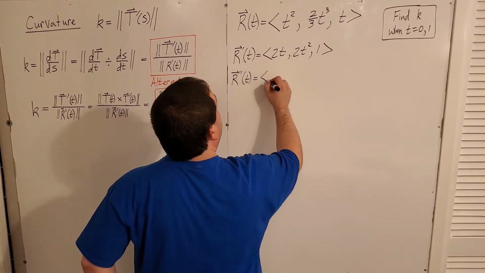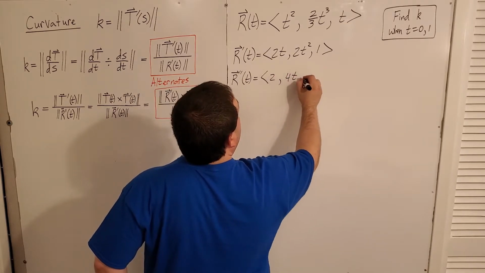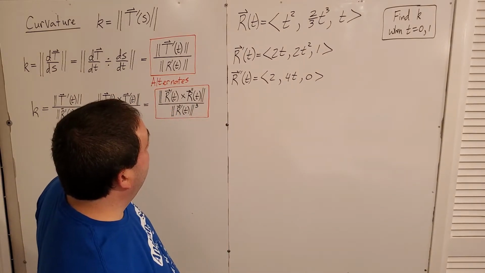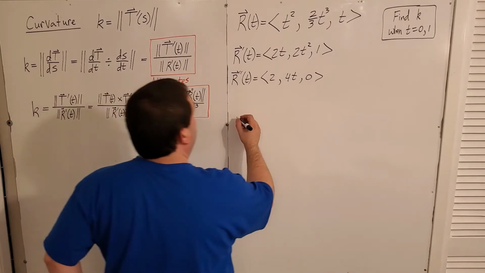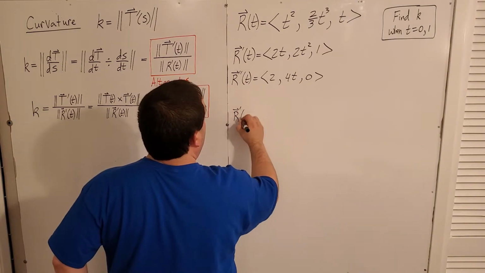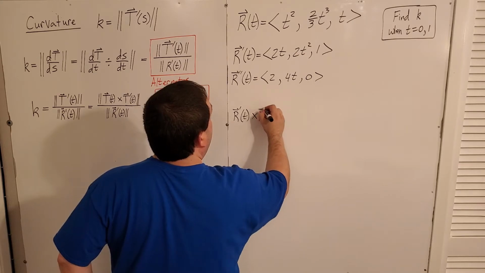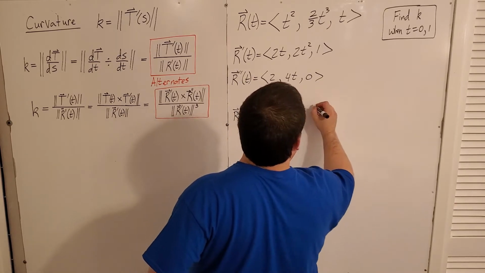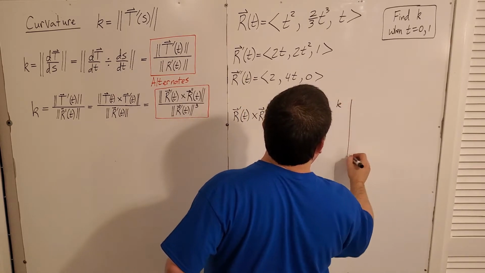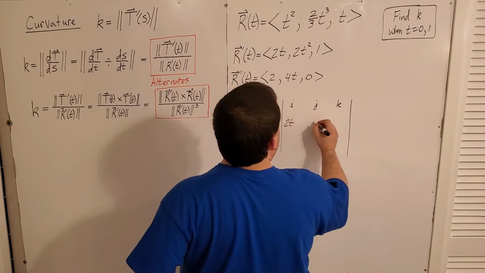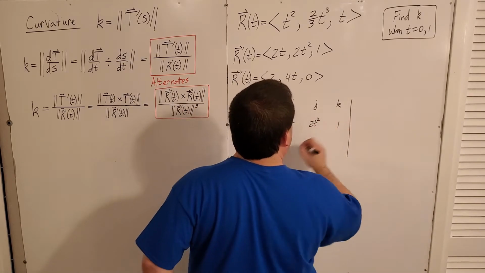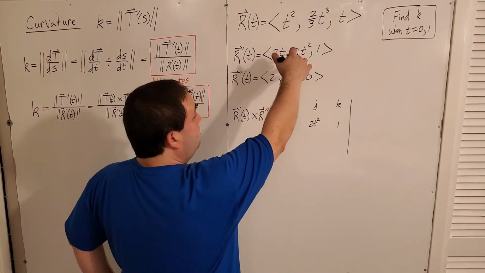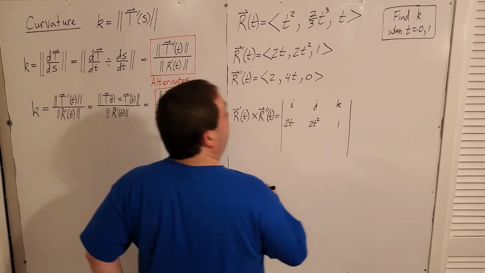Yeah, we got 2, 4t, and 0, right? Okay. So now I want to find the cross product of these. So r of t crossed with r double prime of t. We have i, j, k, 2t, 2t squared, 1. Incidentally, if you watched my last video, you see that this is a function that we've already done this on. So this should look very familiar to you if you have.